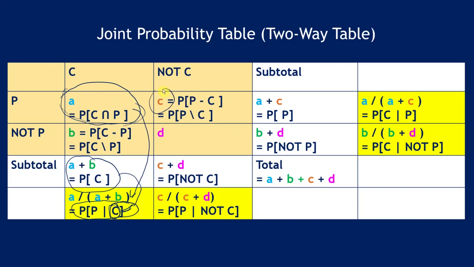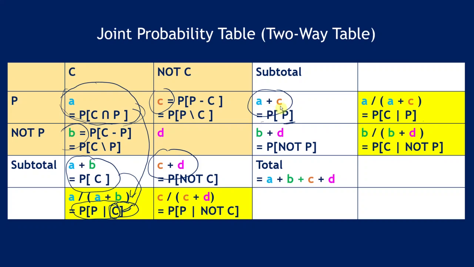Similarly, you can do P given not C. You will just take C divided by C and D. Over here, you can calculate the probability of liking chocolate, given that the person also likes peanuts. So it'll be A divided by A plus C right here, because this is the probability of P. So you would take this number A and divide it by A plus C. You will get C given P. And then you can take B and divide it by the subtotal.